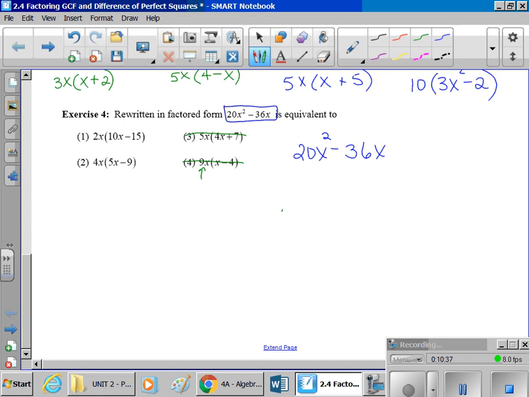So we're going to say 4, but now we have one x in common. So when I factor out that 4x out of each term here, I get 5x minus 9, which is our answer here in number 2.